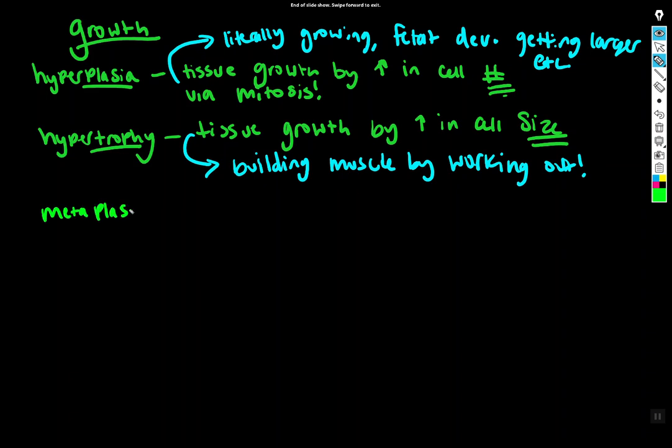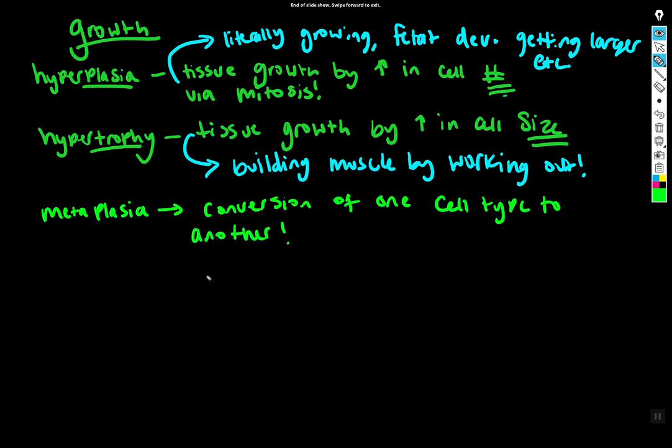Metaplasia is conversion of one cell type to another. So sometimes it's normal. An example of this would be a fibroblast turning into a chondroblast.